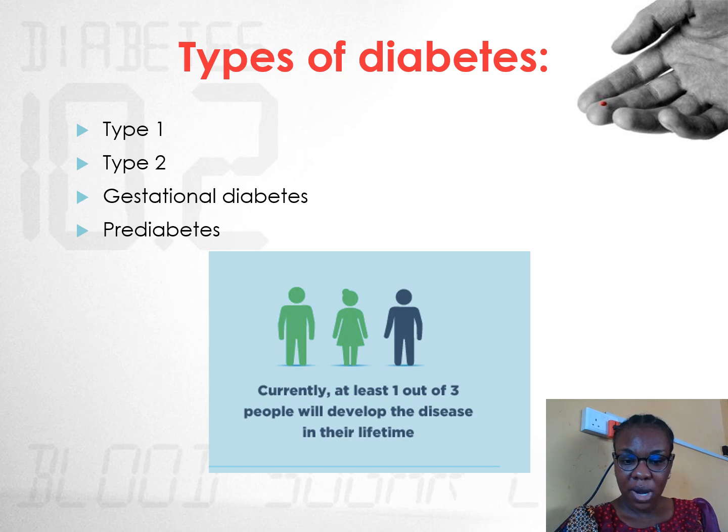Currently, at least 1 out of 3 people will develop the disease in their lifetime because lifestyle is changing, diets are changing. So most people that will continue with this downward trend of unhealthy diets and sedentary lifestyle, high glucose containing meals that are not the healthy fibers, they're at risk of developing diabetes. So 1 in 3 people would ultimately develop diabetes in their lifetime.